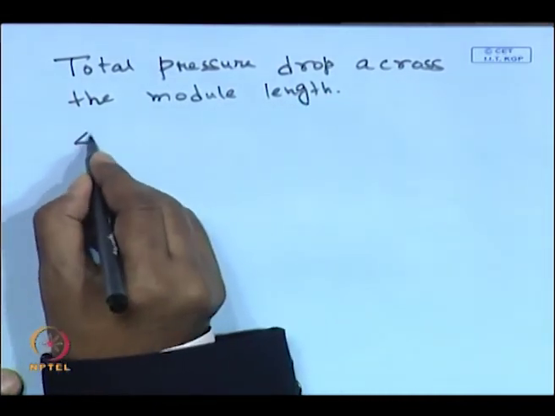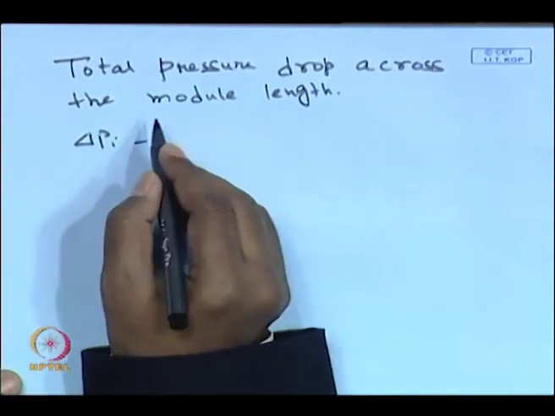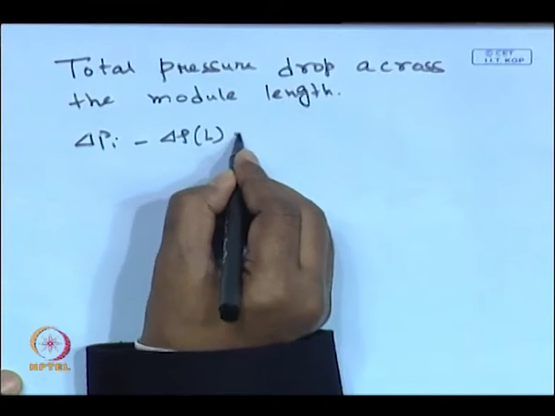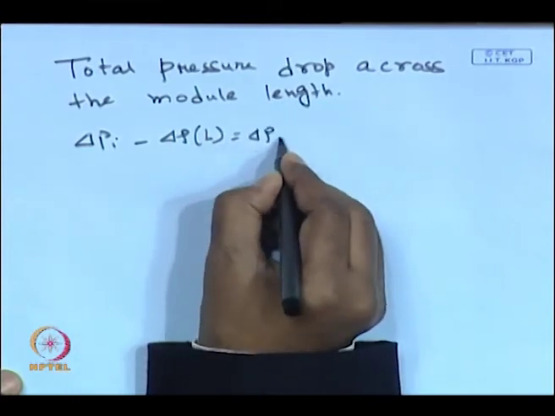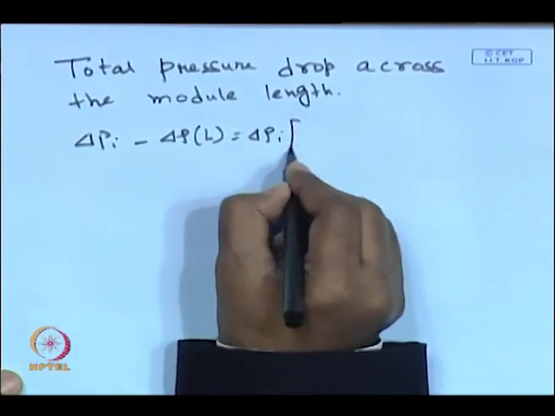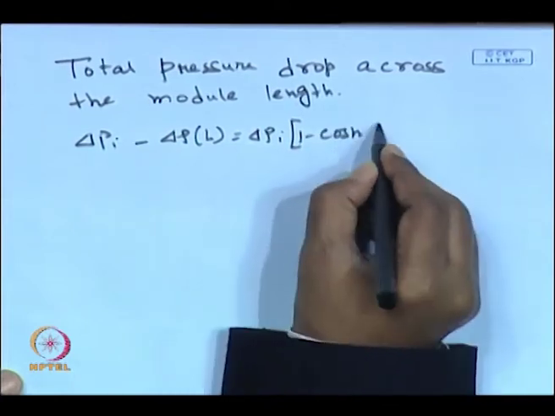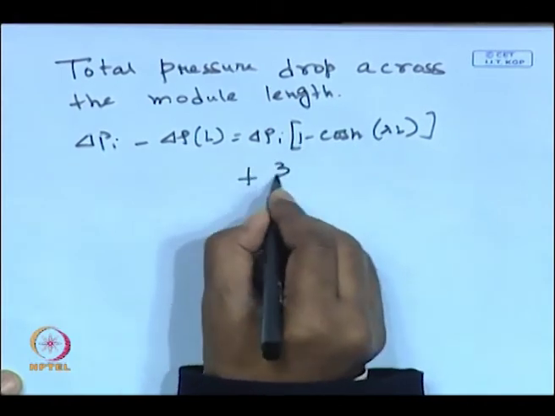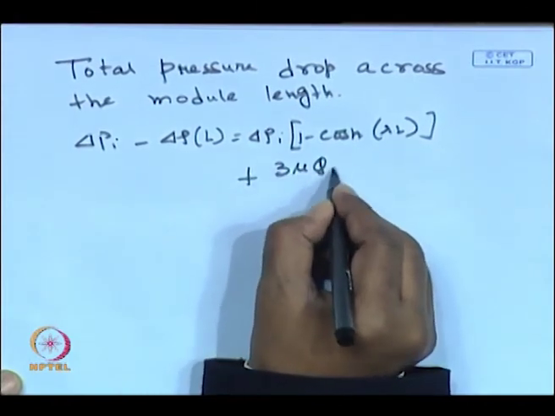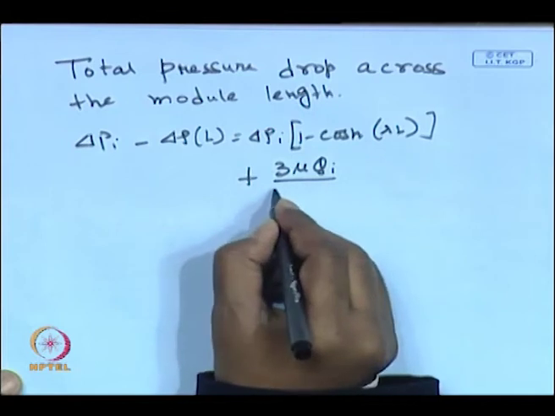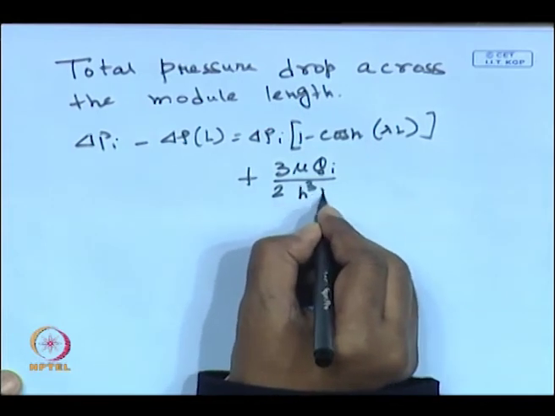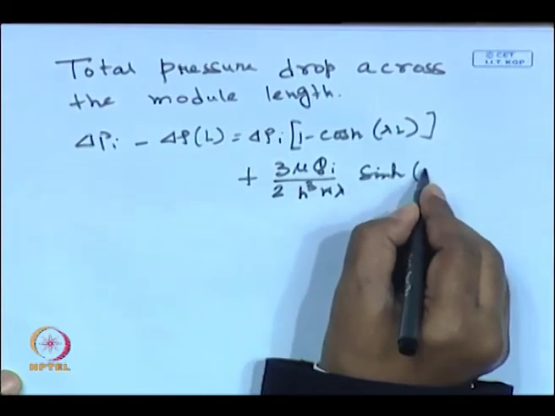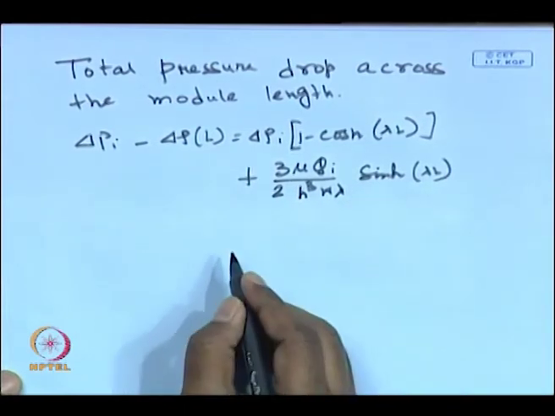So, this becomes delta pi minus delta pl is equal to delta pi times 1 minus cos h lambda l plus 3 mu q i divided by 2 h cube w lambda sin h lambda l.